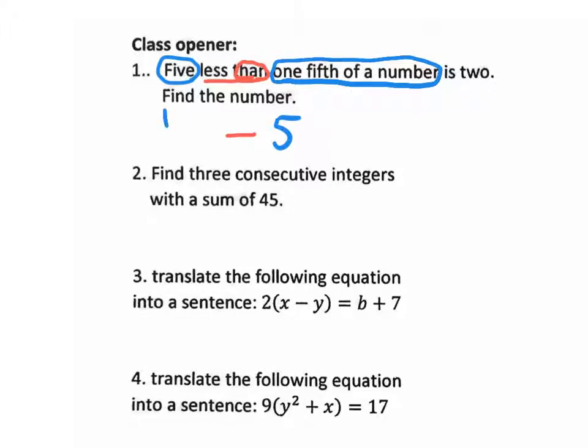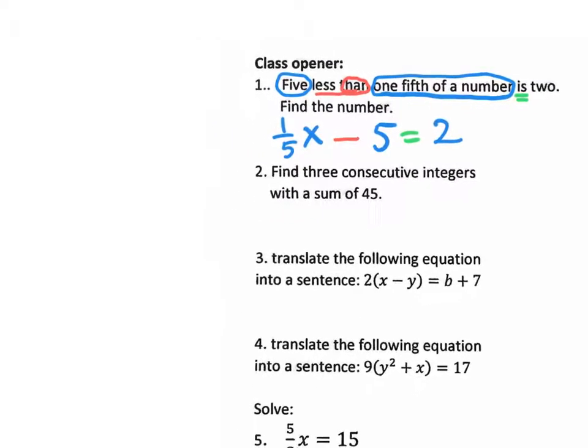So what is 1/5 of a number? It's a fraction. That could be any variable you want. You could use x, you could use n, you could use a. I'm just going to use x. So 1/5 x minus 5, and now check this out over here. It says is, which we all should know means equals 2. So there you go. That is your equation. Now it says find the number. So what we should do is solve it. That's what they mean by find the number.